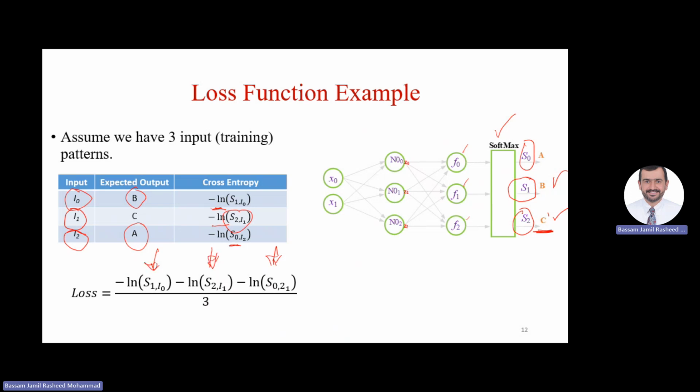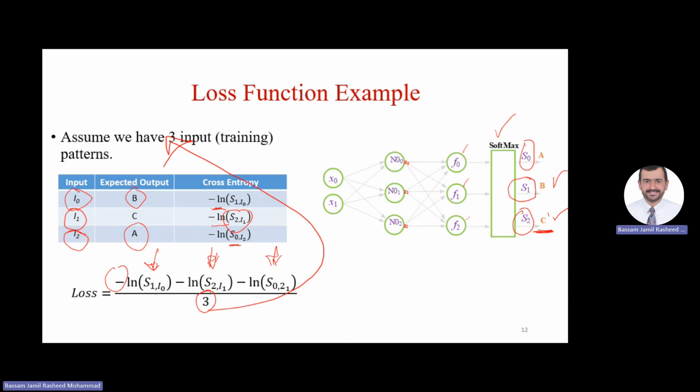Now, if I want to take the 3 of them, I average them, right? And I apply the negative sign, because the ln function for small values, what small? We said all the S's are between 0 and 1, so it will give us negative values, right? So the negative of negative gives positive values. And this 3, because how many patterns do I have? I have 3, so I'm taking the average of them.